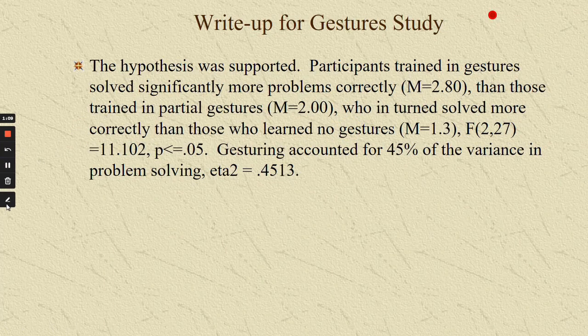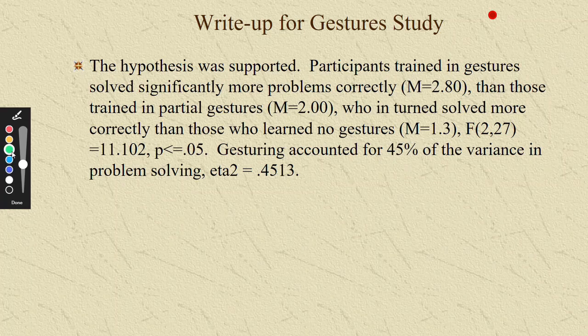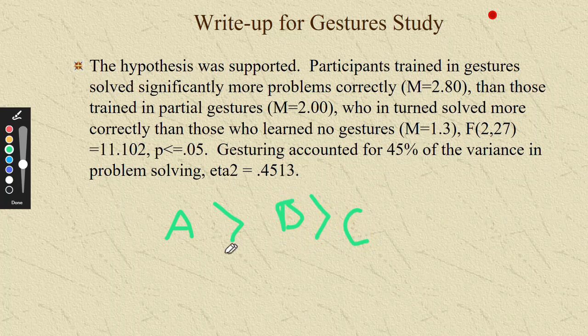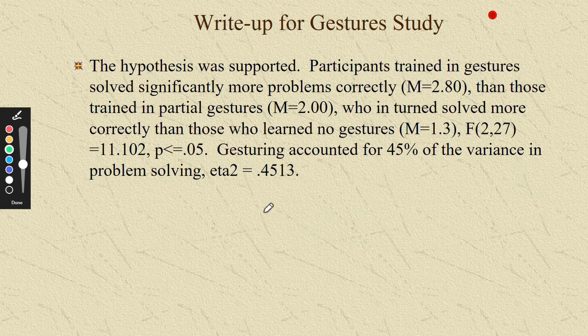So in other words, you are trying to work through this A is greater than B is greater than C kind of logic. And you say this is greater than this, and then B, which in turn solved more than the others. And then you summarize the F statistic there.